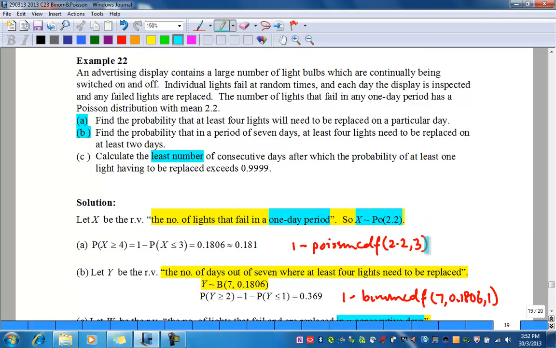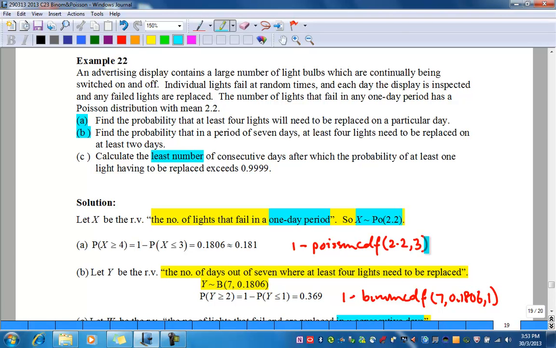Example 22. An advertising display contains a large number of light bulbs which are continually being switched on and off. Individual lights fail at random times, and each day the display is inspected and any failed lights are replaced. The number of lights that fail in any one-day period has a Poisson distribution with mean 2.2. A. Find the probability that at least 4 lights will need to be replaced on a particular day.